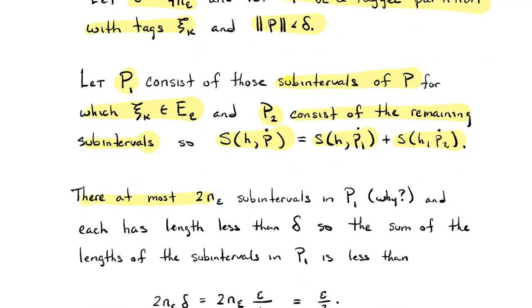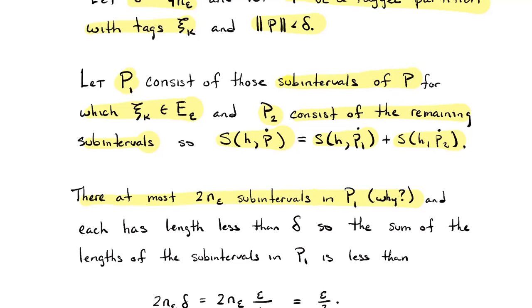There are at most 2 n epsilon subintervals in P1, right? Not n epsilon. There's at most n epsilon points in E sub epsilon. But a point in E sub epsilon could give rise to actually as much as 2 subintervals. It depends on where the point is. So I'm going to leave that to you as a detail to think about. But there's certainly no more than 2 n sub epsilon subintervals in P1.